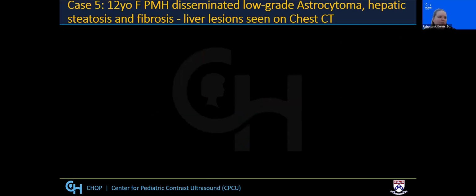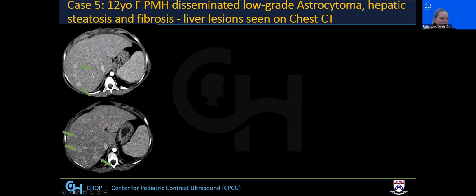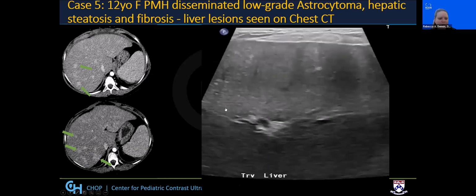Case 5, 12-year-old female, past medical history of disseminated low-grade astrocytoma, also hepatic steatosis and fibrosis. Liver lesions were seen on chest CT. This patient got a chest CT to evaluate for a fungal infection. We see these hyperenhancing, ill-defined lesions within the liver. Point out a couple more. These were new compared to her prior imaging.